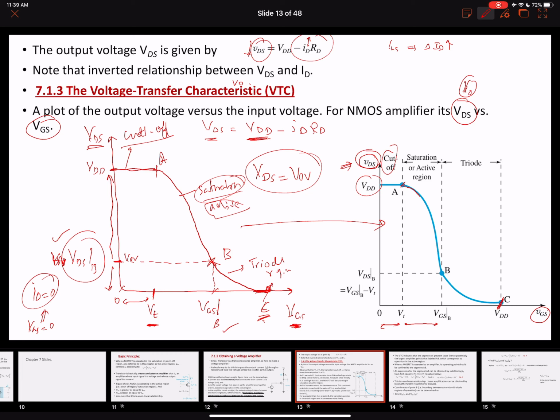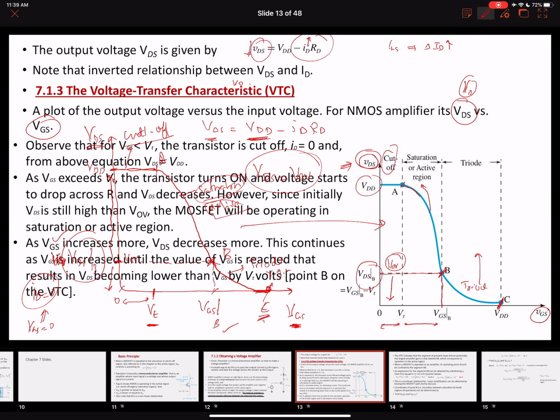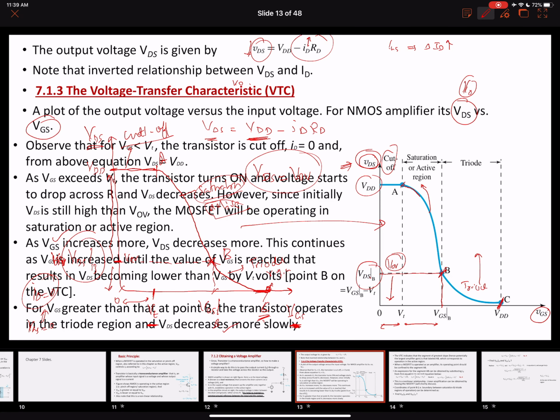However, to separate the saturation and the triode region, we define this voltage as equal to the overdrive voltage. At this voltage level, we say this is the separation point of the saturation and the triode region. When VDS is less than this overdrive voltage, it will be the triode region, right? So this was a triode and this was a saturation. All right, these are all the points that I just talked about. You will also get the slides, so don't worry about the text here.